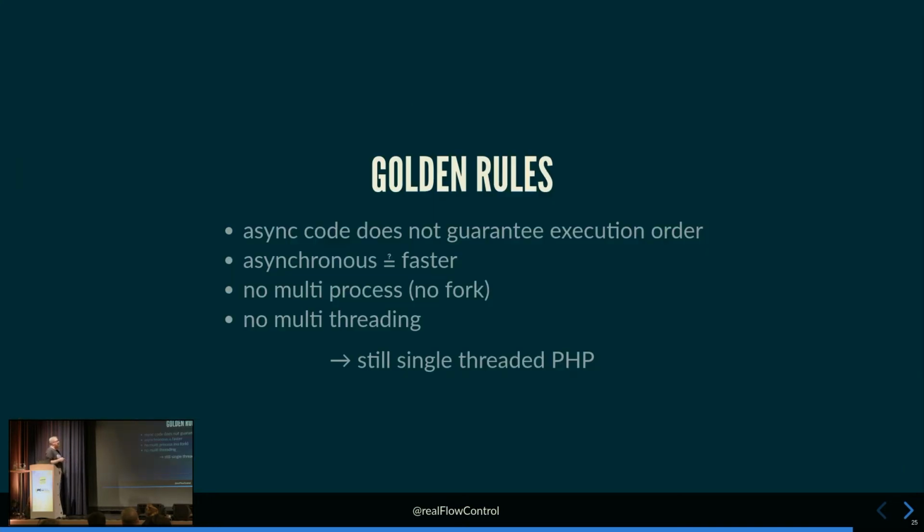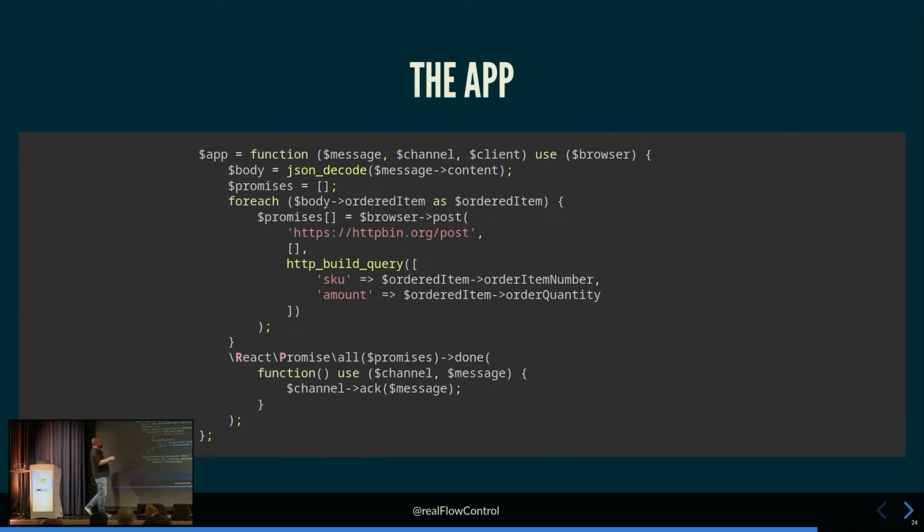Some golden rules when you do asynchronous software development. Asynchronous code does not guarantee execution order. Let's go back to this slide. The thing here is, when we get back the promises from the browser post message, depending on how many order items there are and how many post requests we do, it might be that sooner or later in this loop the first promises will be resolved, but we don't know. So when you're working with promises in asynchronous software development, you should not rely on global state, because if you do, things will get tricky.